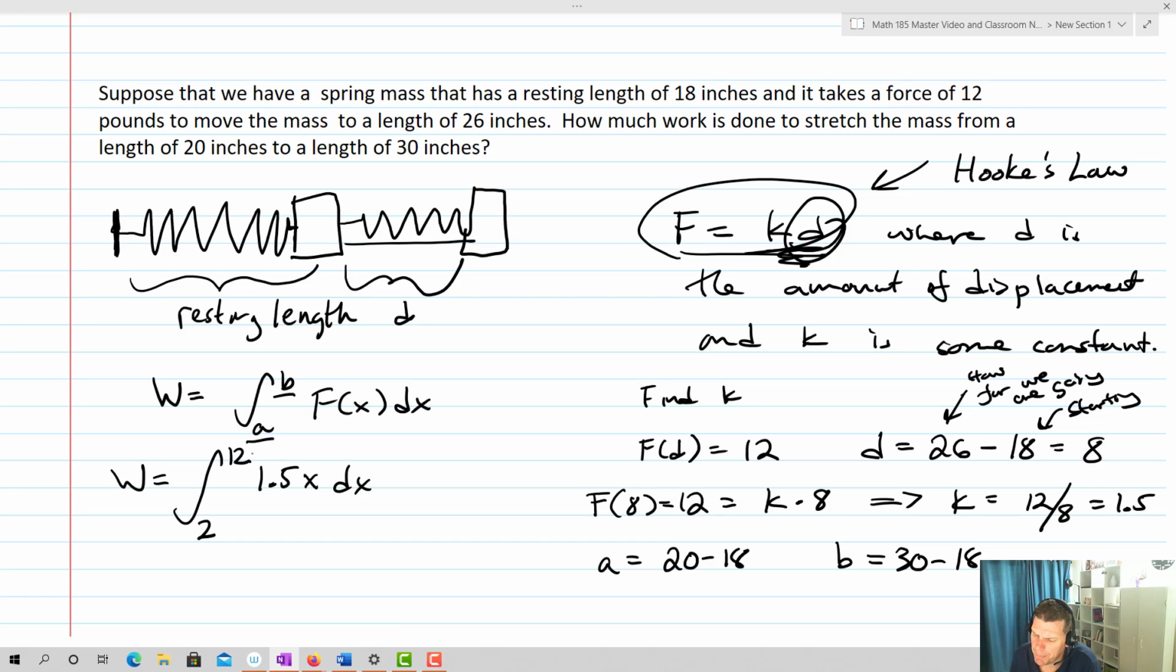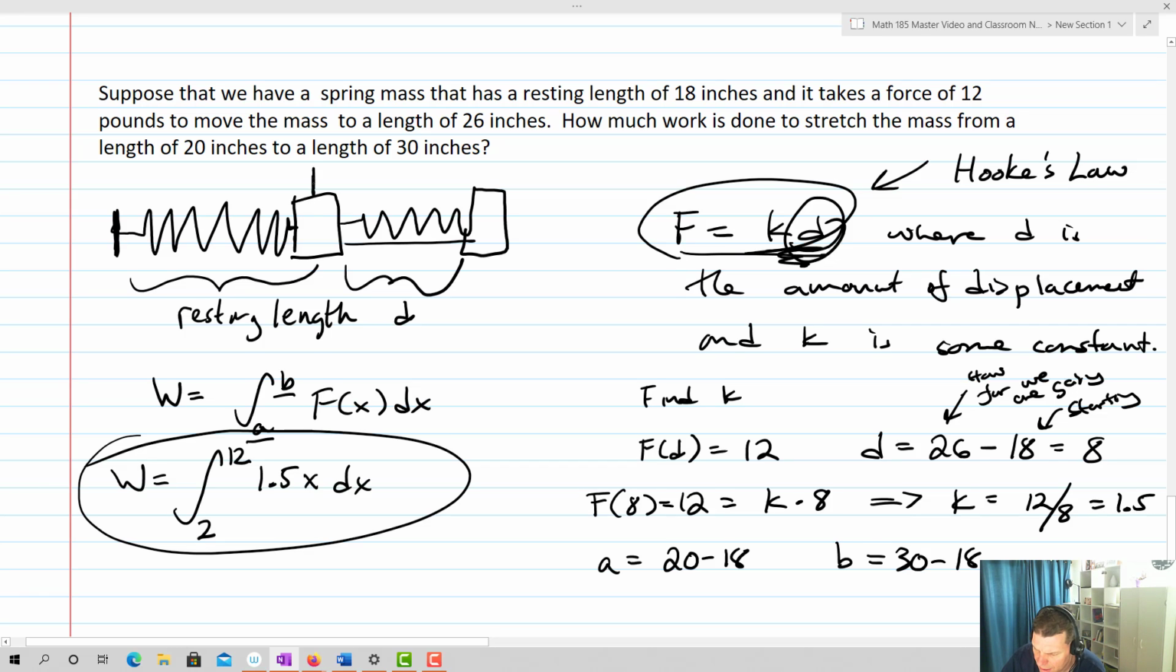And so what we end up with is our function for our work. What we want to do is set up our resting length as 0, and then ask ourselves how much displacement there is past that resting length. So you're not going to use 30 and 20. Instead, in this case, you're going to use 20 minus 18, 20 minus the resting length, and 30 minus the resting length, for those intervals.